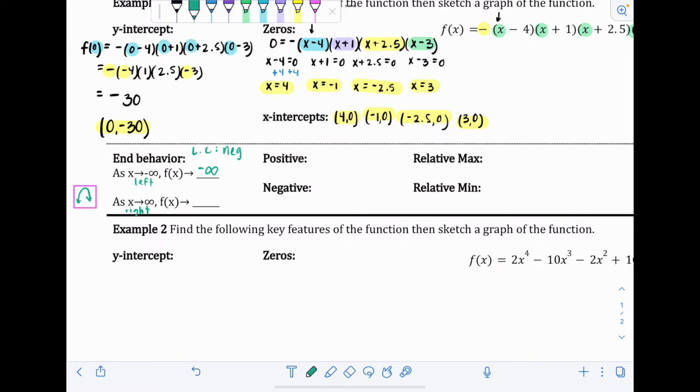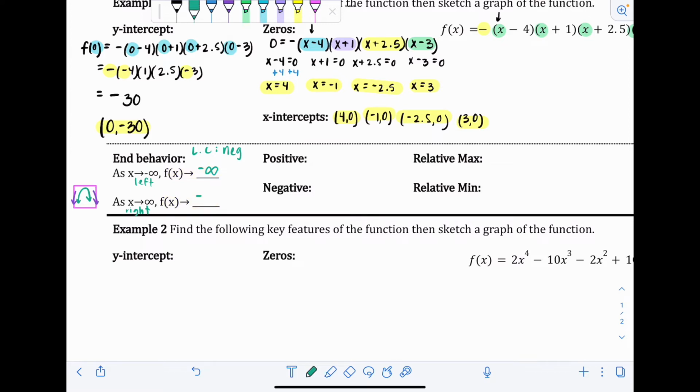Either way, both sides of my graph, since it's an even degree and it has a negative lead coefficient, are going to go down. So both lines of my end behavior are going to go towards negative infinity, because if f of x is going towards negative infinity, that means down. So both sides are going down.